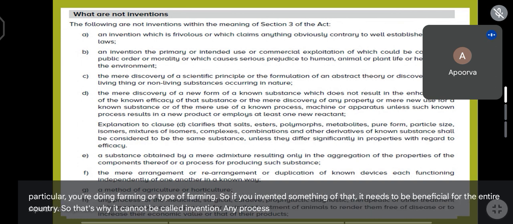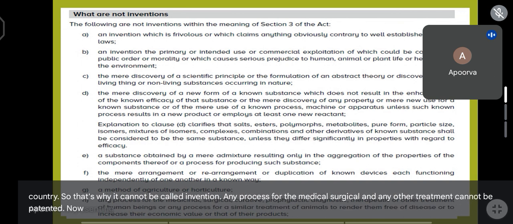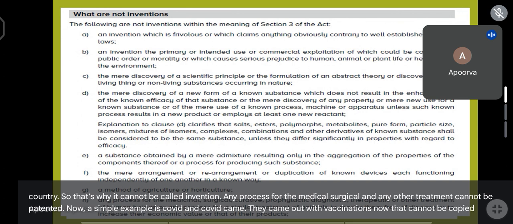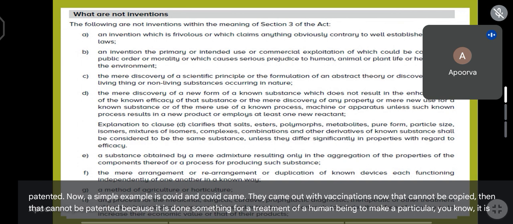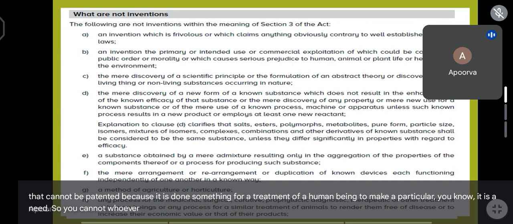Any process for medical, surgical, or any other treatment cannot be patented. Now, a simple example is COVID. When COVID came, they came out with vaccinations. That cannot be patented because it is done for the treatment of human beings, it is a need. So whoever invented the COVID vaccination cannot take a patent on it.